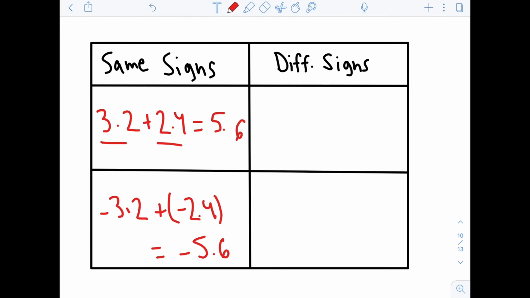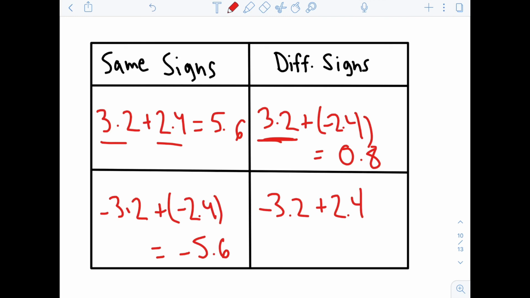If they have different signs, so if one is positive and one is negative, so if it's 3.2 plus negative 2.4, that's going to equal 0.8. So in this case, it's positive because 3.2, the positive number, has a greater absolute value, which means it's more positive than negative 2.4 is negative. So we could also switch this and make this negative 3.2 plus 2.4. That's going to equal negative 0.8 because negative 3.2, the negative number, has a greater absolute value. So that means it's more negative than 2.4 is positive.